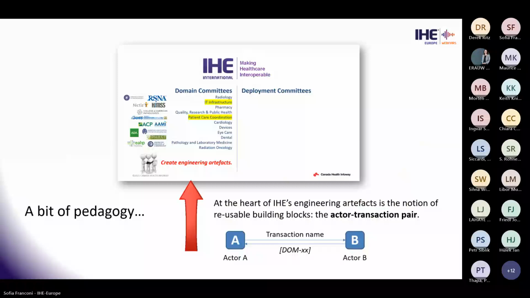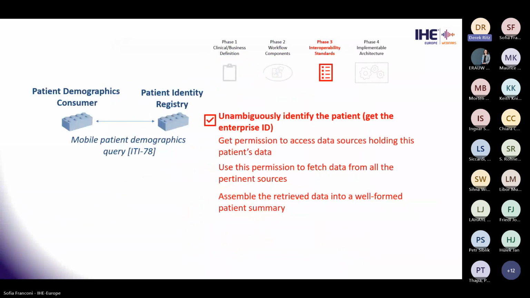Just a quick bit of refresher for folks that might not have seen other of the IHE-Europe webinars. At the heart of the engineering approach for IHE is the notion of an actor-transaction pair. So actor A and actor B will have some transaction that they do between each other, and these are named using the domain committee plus the next number in the list. IT infrastructure committee would have ITI1, ITI2, etc. Patient care coordination would have PCC1, PCC2, and so on. Why did I tell you this?